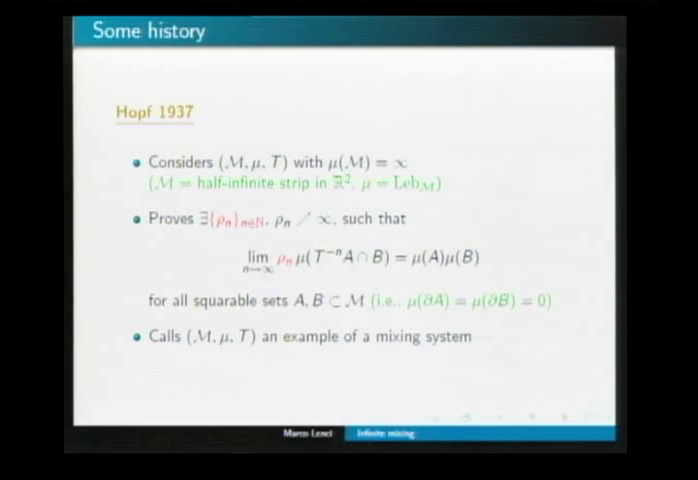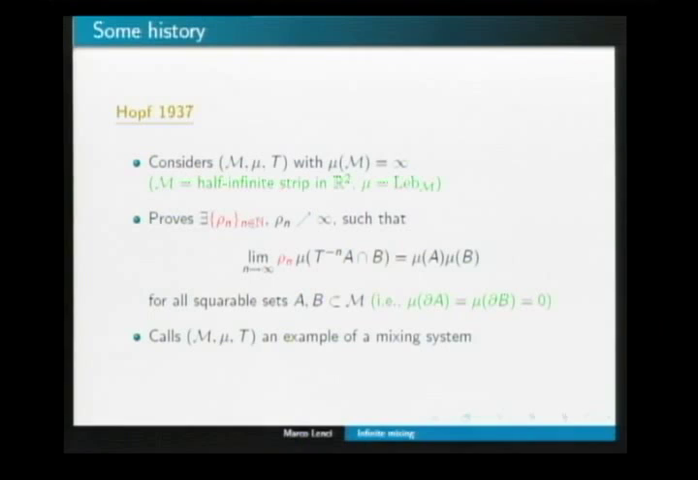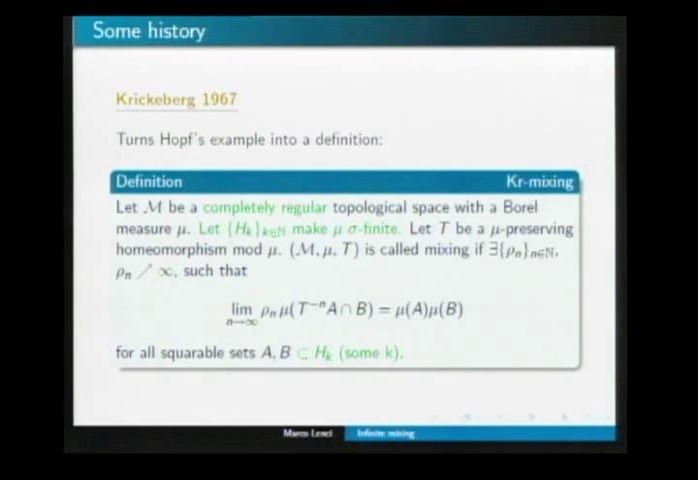You have here this increasing sequence, which is pretty much the same for every set. Now, he didn't really prove it for every set. He proved it for all sets that he calls squarable, so sets whose frontier, whose boundary, has measure zero. He finishes this section by saying, here's an example of a mixing system in infinite ergodic theory, without providing a theory or even defining what mixing is. He calls it mixing. Anyway, then not much was done in the next 30 years. We come to 1967, when Krickenberg turns Hopf's example into a definition. There are conditions here: you take M, which is a topological space, completely regular, and so on.